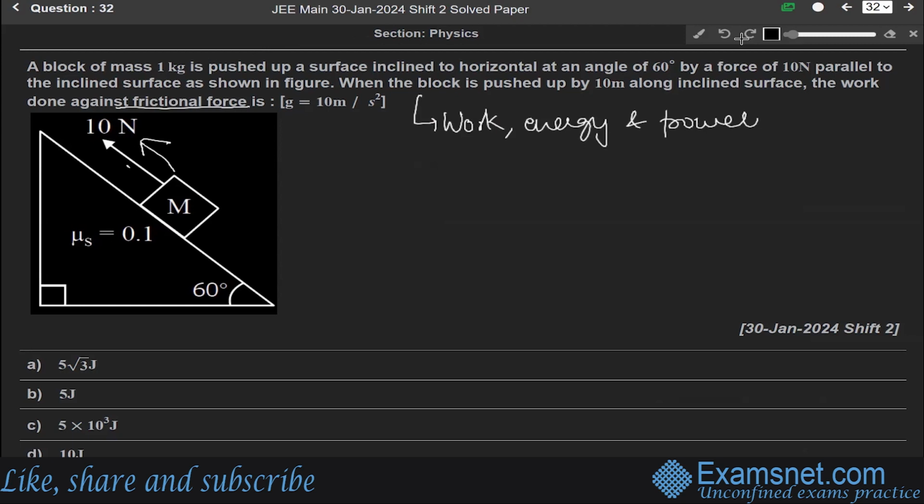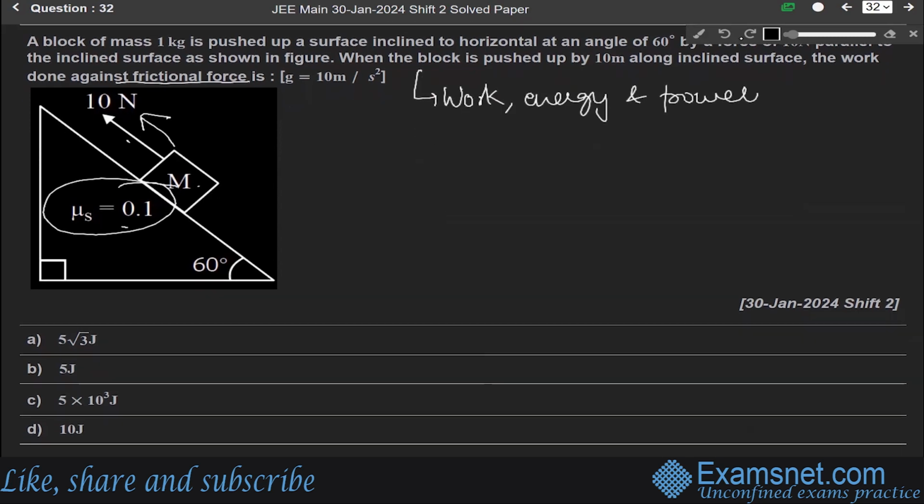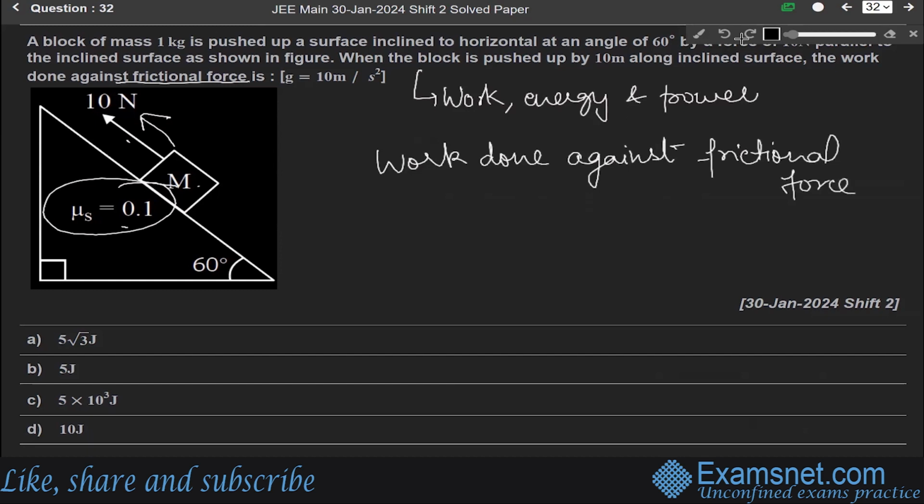According to the question, we have to find the work done against the frictional force. In such a type of question where mu is given, mass is given and the angle is given, to find the work done we use a formula: work done against frictional force is equal to mu mg cos theta into s, the displacement, meaning how much the block is displaced.